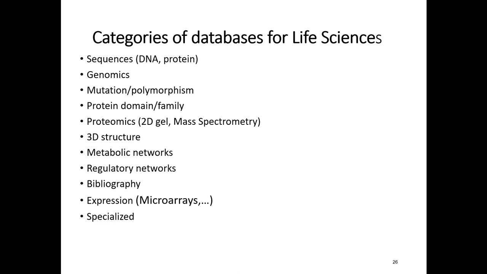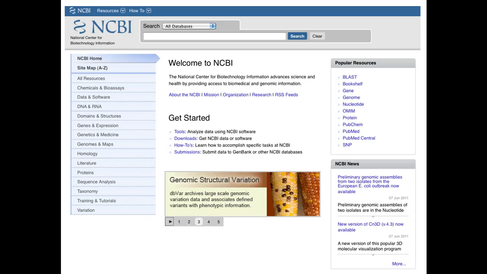Then regulatory network database, bibliographical database. Bibliographical means the research articles or the books which are published. That data is contained in the bibliography database. Then expression databases like microarray. When you perform a microarray experiment, that data is the expression data and that is stored in the expression databases. And there are some specialized databases also that we will discuss in detail in the next few slides.